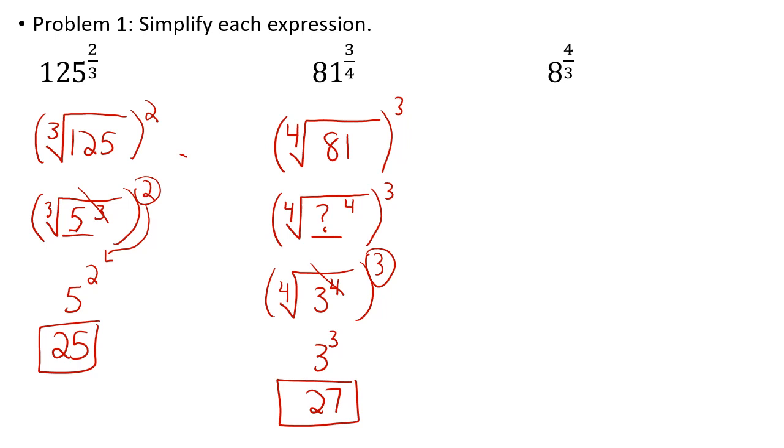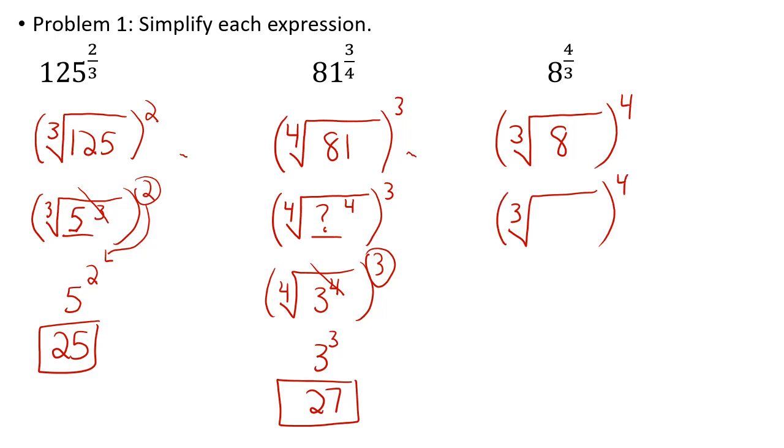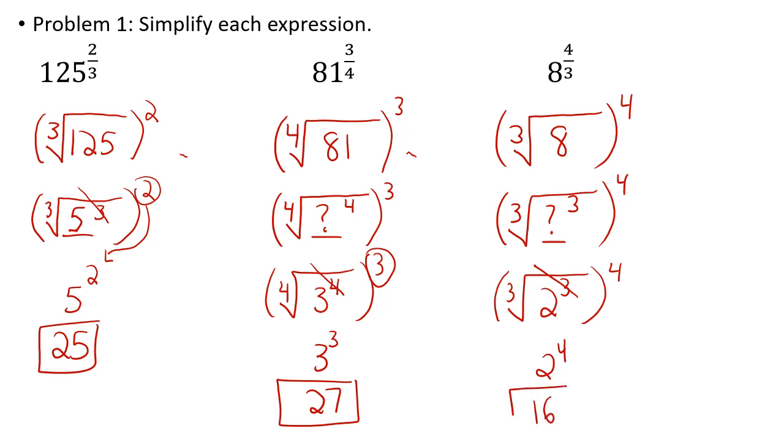Next problem, we have 8 to the 4 over 3. Rewrite it as a radical. 3 is our index. We have the 8, and the exponent is the 4. Once again, we have to get an exponent with the same number as our index. So some number to the third power that gives us 8. 2 to the third power is going to give us 8. Therefore, the radical and the exponent there are going to cancel each other out, leaving 2 to the fourth, and then 2 times 2 times 2 times 2 is 16.